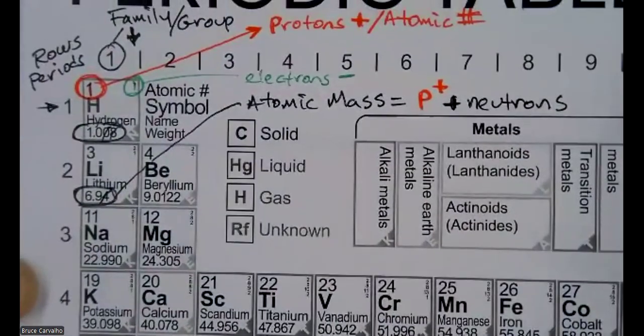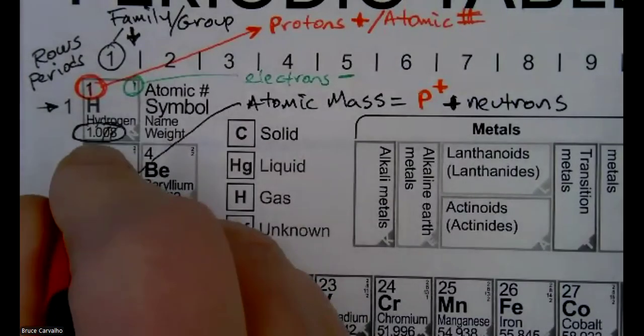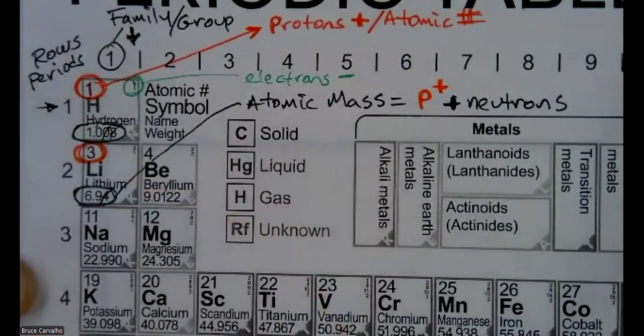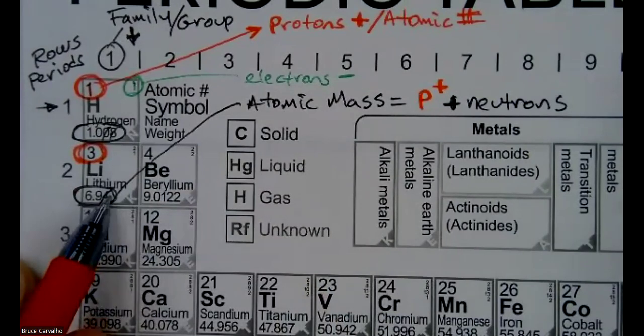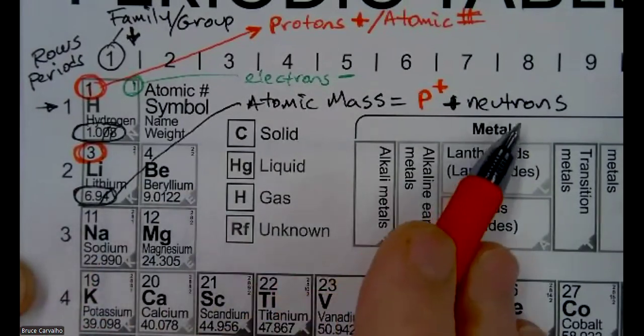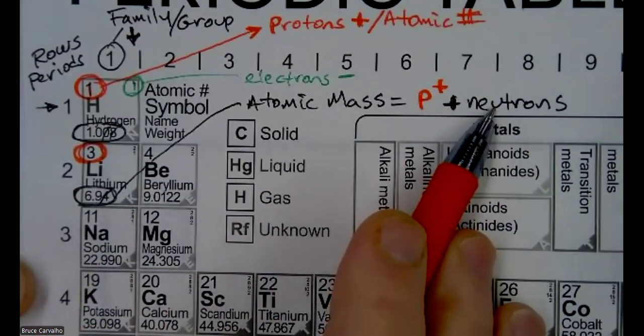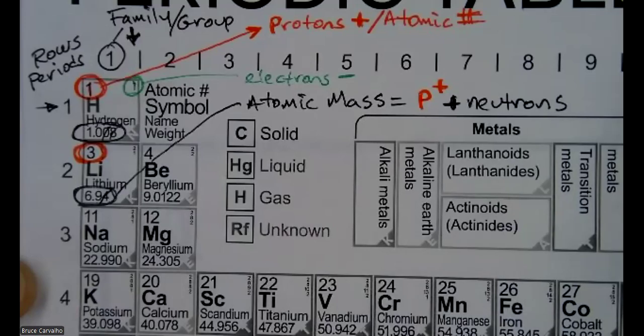So if I want to find out how many neutrons lithium has, I have to subtract the red number. 7 minus 3 makes 4. We'll do that in a practice in just a moment. Okay, let's go check it out right now.